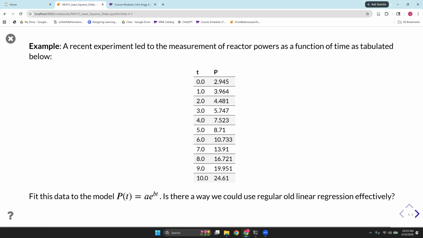And if you look, this is a times an exponential times b times t. So it looks deceptively simple, but because that b is inside the exponential, this is not a linear problem. This is not something where we can break it apart as the sum of independent vectors.